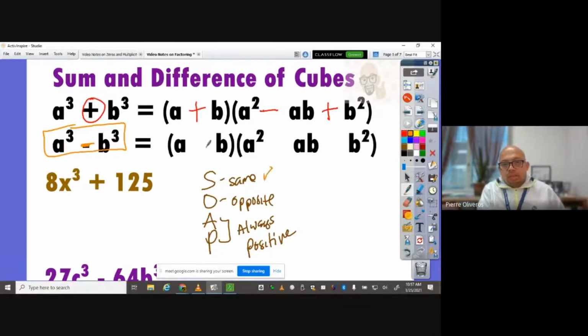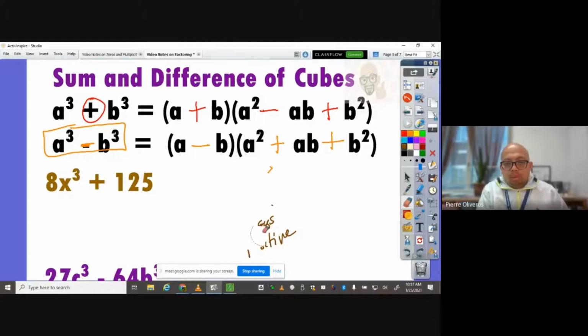So the next one here, if it's A cube minus B cube, that's minus there. So same, so I'm going to put a minus here. The next one is the opposite of that one, which is positive. And this is always going to be positive. And that's the representation of SOAP. Okay. Same, opposite, always positive.